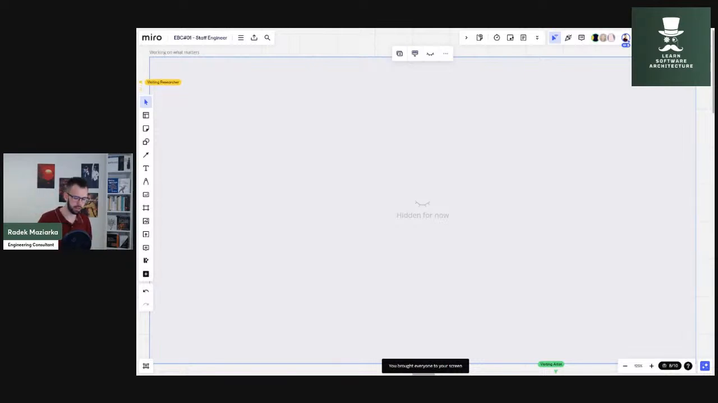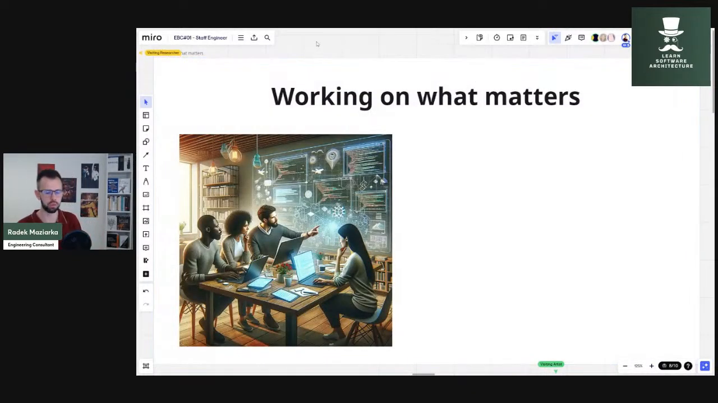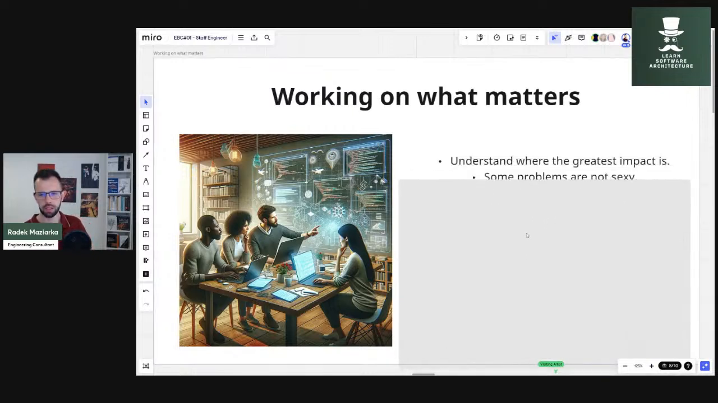the first part of the book, connected to responsibilities, and the chapter that was most valuable for me. It was about working on what matters. All the images are created by ChatGPT. This is how ChatGPT imagines working on what matters. So what is working on what matters about?